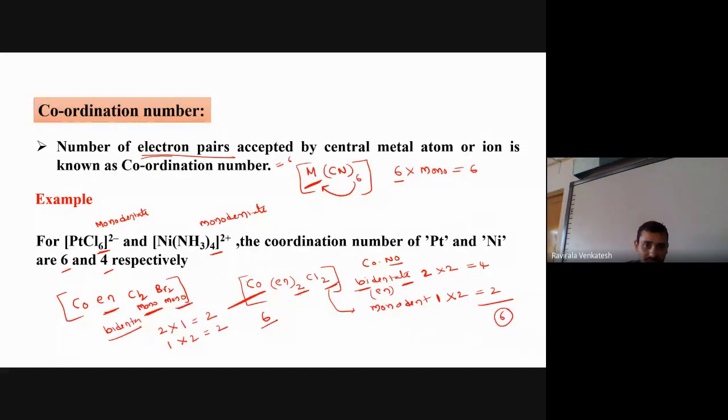Monodentate, what is the denticity? 1. How many are there? 2. You are getting 2 here. Total, how many? 6. The coordination number for this one will be 6. So in this way, we can easily get the coordination number. Simple: how many lone pairs are accepted by the metal atom is nothing but called the coordination number.